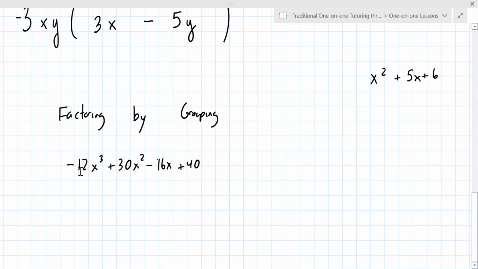You do have to look and see, is there a GCF between all four of these? I know, for example, that 2 goes into all of them, but is there a bigger number than 2 that goes into all four?